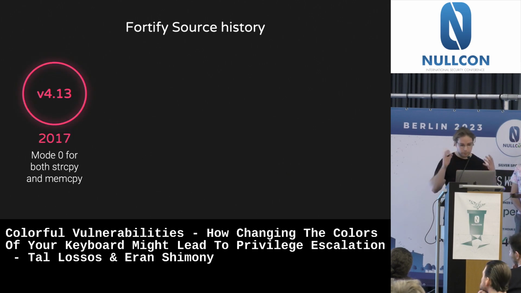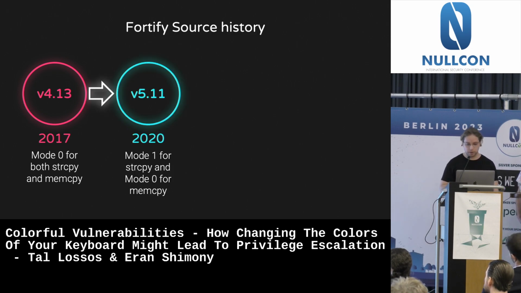Again, this mitigation was very well known in glibc, but it got fully introduced to the Linux kernel very recently. So we will brief very quickly about its history. First of all, Fortify Source in the Linux kernel got introduced in kernel version 4.13 in 2017, when mode 0 was turned on for both the strcopy and memcopy family functions. So if this feature is configured on your kernel and you install a custom kernel module, you will have protection against overflowing the overall struct, but not specific members of the struct.